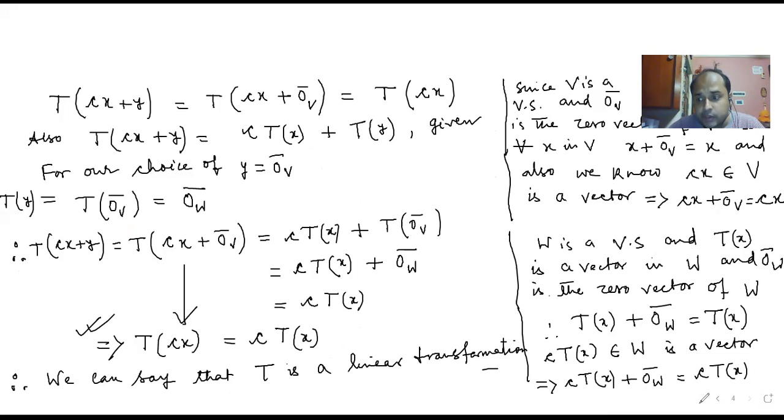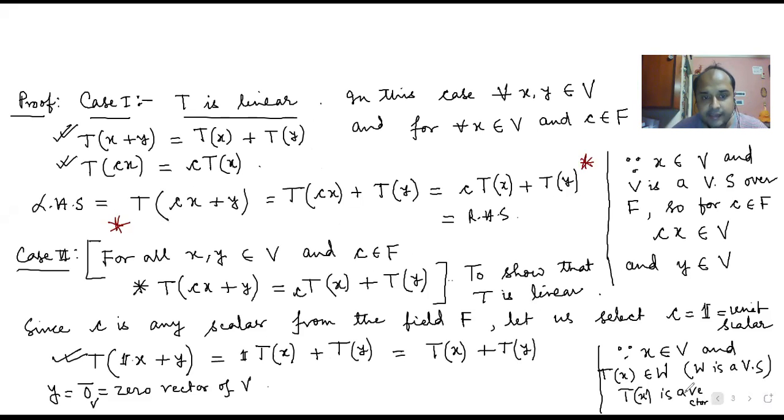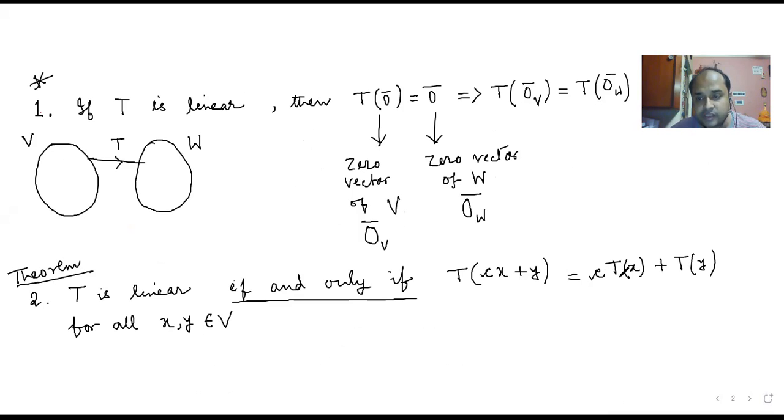Now you can use this particular property: if T is linear, then T of cx plus y equals c into Tx plus Ty. This property can be used to solve problems. Okay.